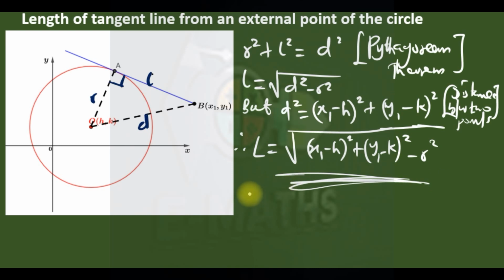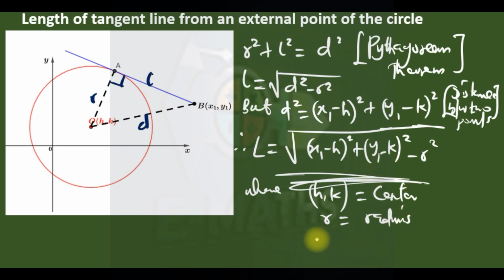So once you know h, k is the center, r is the radius, and x1, y1 is the external point.